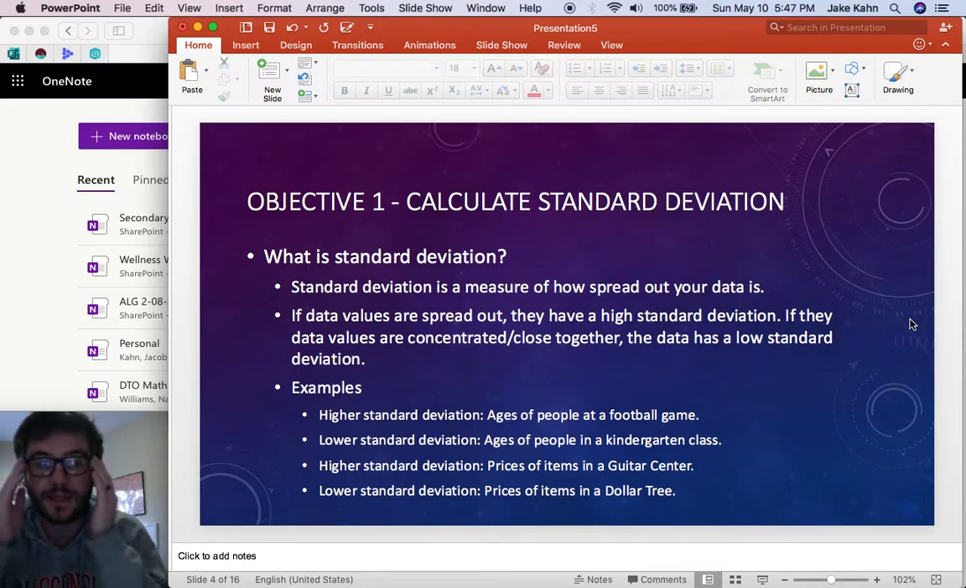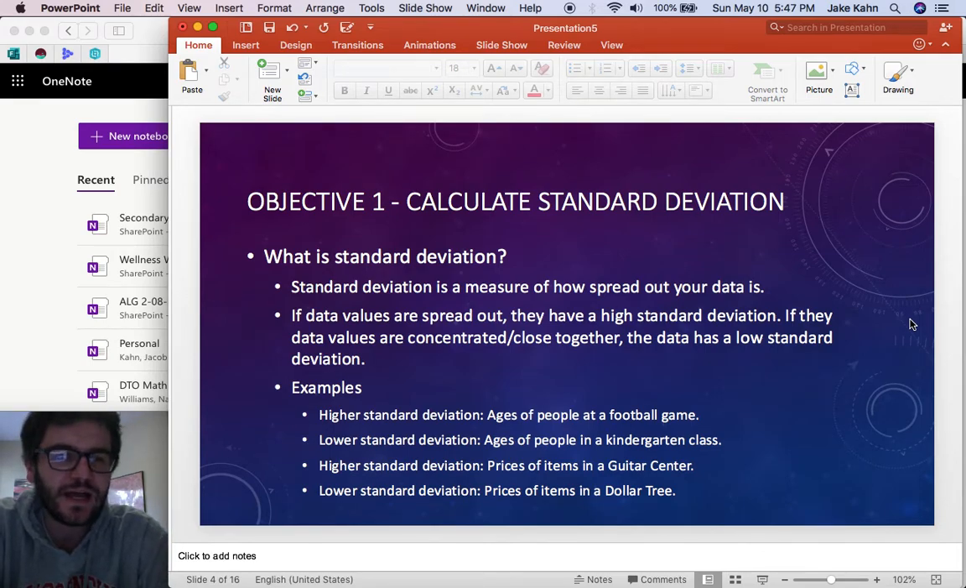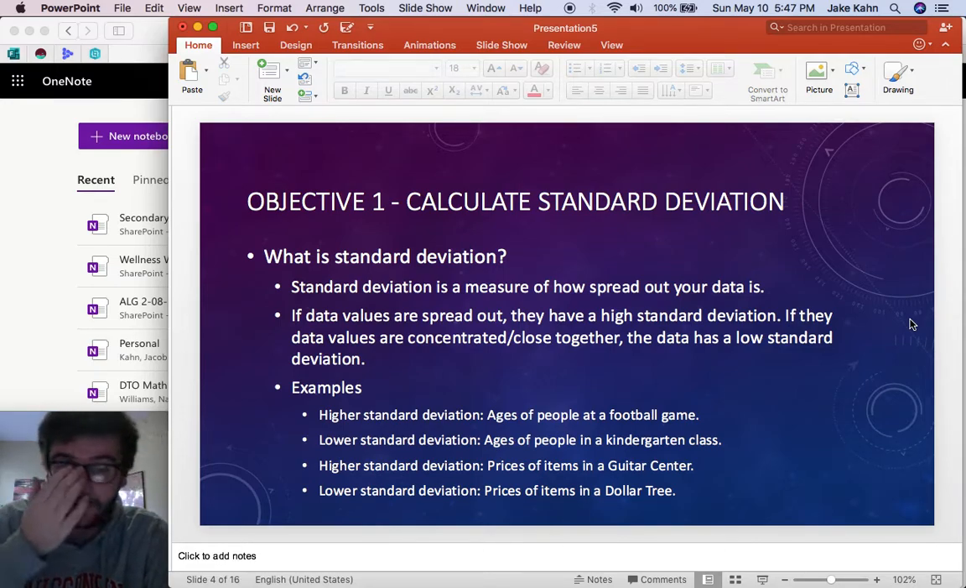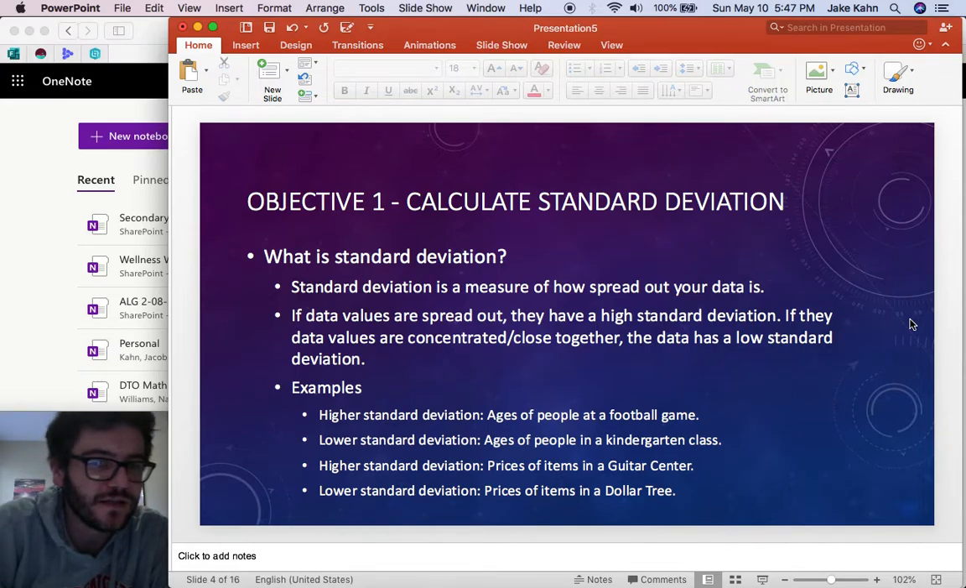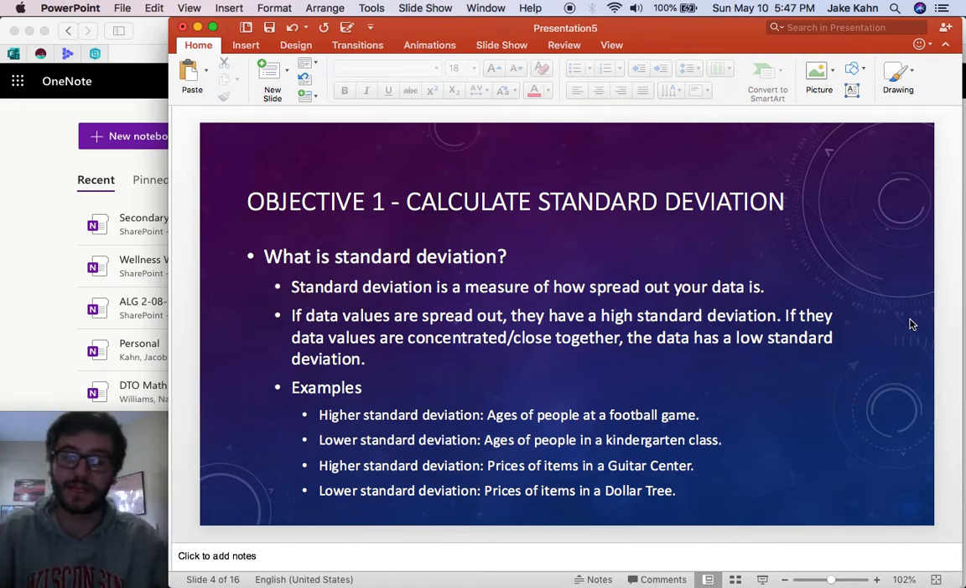Another example, let's say that you go shopping and you're looking at prices in various stores. Comparing the prices of a Guitar Center, one of my favorite stores, and a Dollar Tree, all right, which has the higher standard deviation? Well, sometimes I go into Guitar Center and I just buy a pack of strings for my guitar, or even cheaper, I buy a pack of picks, guitar picks, because I run out. That costs a couple of bucks. On the other hand, you could go in there and buy an electric guitar, or you could buy a piano, or you could buy a drum set, and you could spend thousands of dollars, right? So you've got things that you can buy at Guitar Center for a couple bucks, and you've got things at Guitar Center that you can spend thousands of dollars on. That is a high standard deviation because the data is spread out.